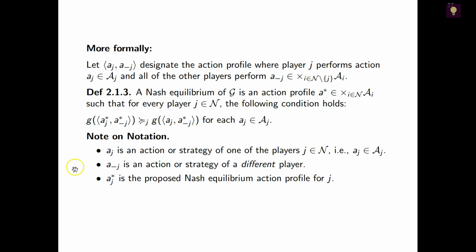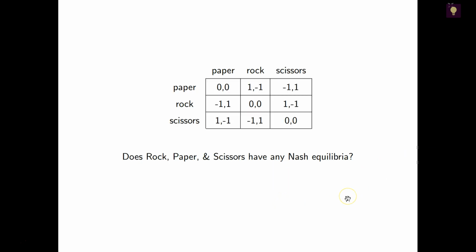A little note on notation: AJ is an action or strategy of one of the players J in the set of players, and A not J is an action or strategy of a different player, any other players. A star J is the proposed Nash equilibrium action for J. Now that sounds really complicated, and in some cases it is really complicated finding a Nash equilibria. But what we're going to look at in much of the rest of this lecture are some strategies for discovering these Nash equilibria in more straightforward ways.